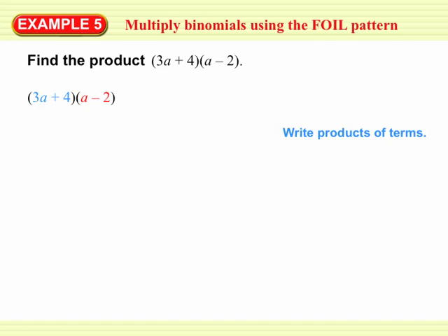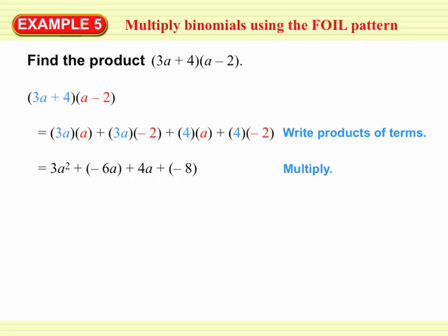Multiply the first terms together, 3a times a. Multiply the outer terms together, 3a times negative 2. Multiply the inner terms together, 4 times a. Multiply the last terms together, 4 times negative 2. Now we're going to simplify each of these terms.